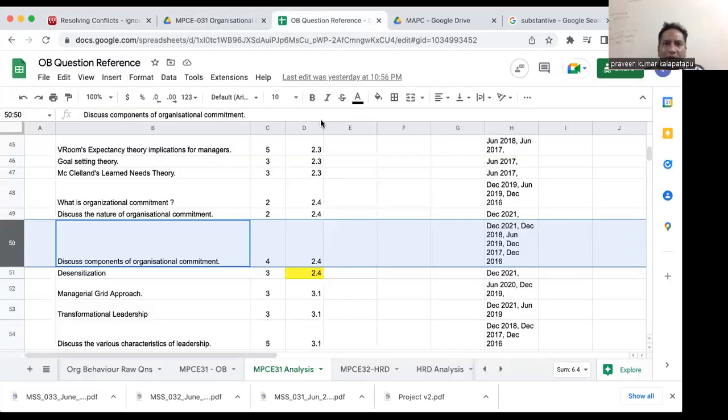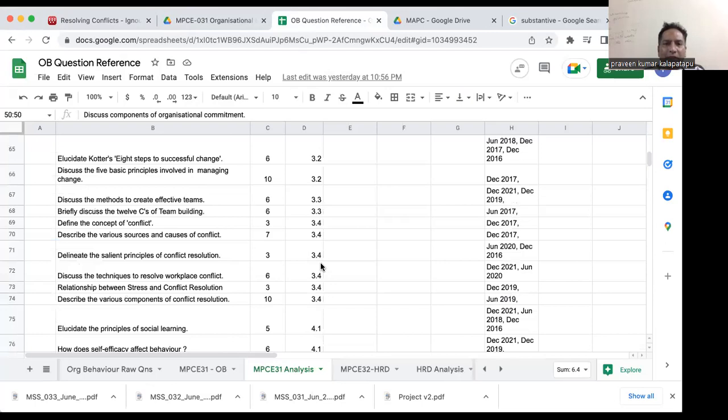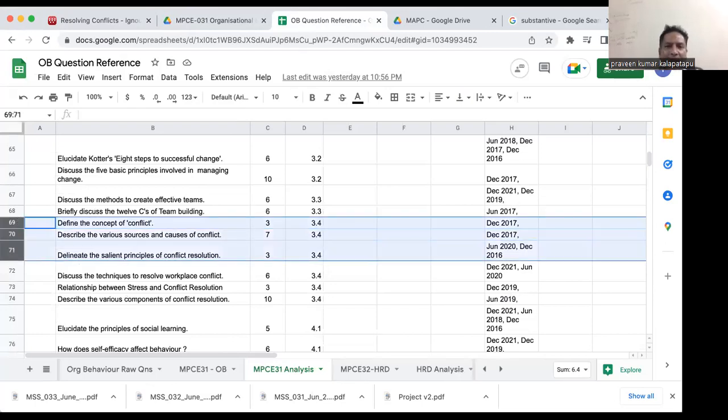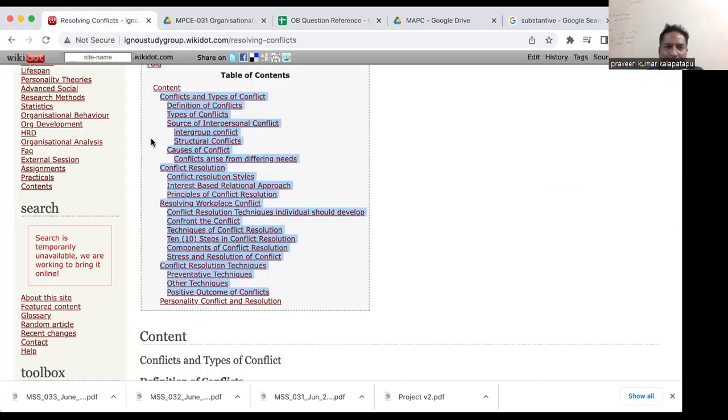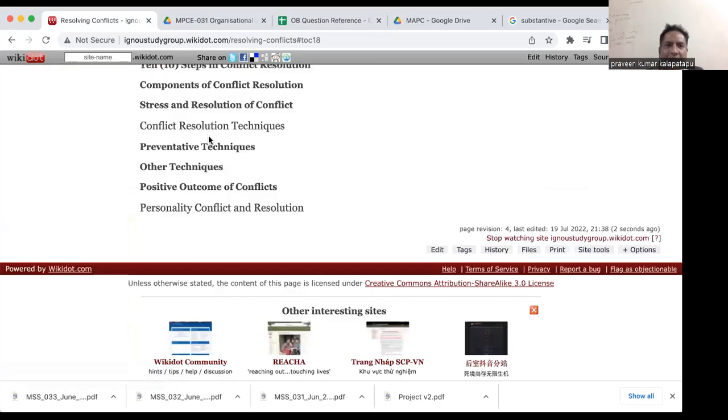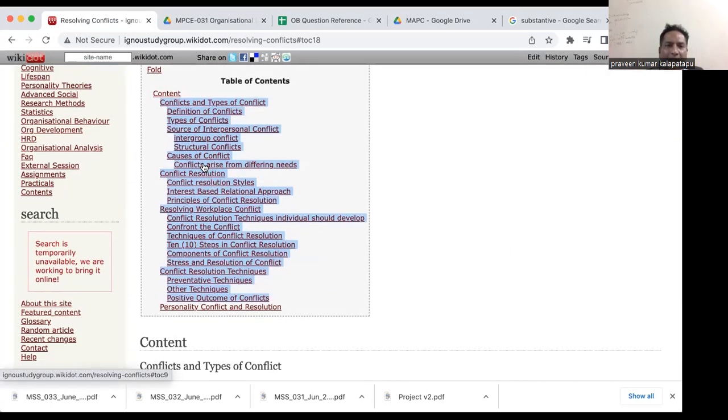From the questions point of view, these are the various questions that are coming in this chapter, right? First is, what is conflict? What are the sources? What are the principles of conflict? And what are the techniques to resolve the conflict? What are the components of conflict resolution? So basically these components, and the above ones, the definition, sources, and principles, are the ones which are most talked about.